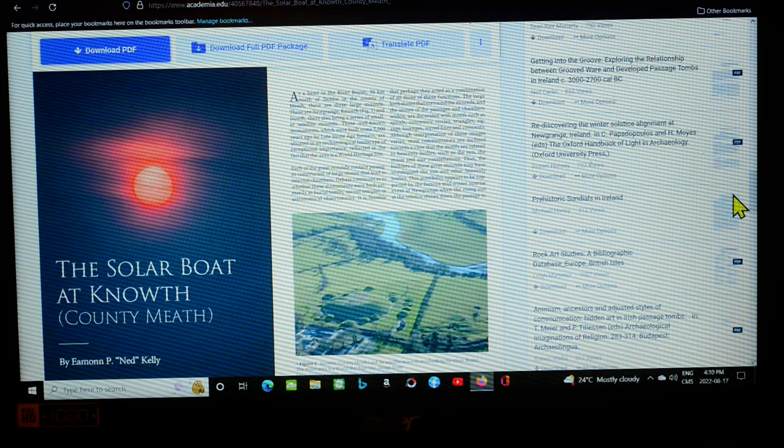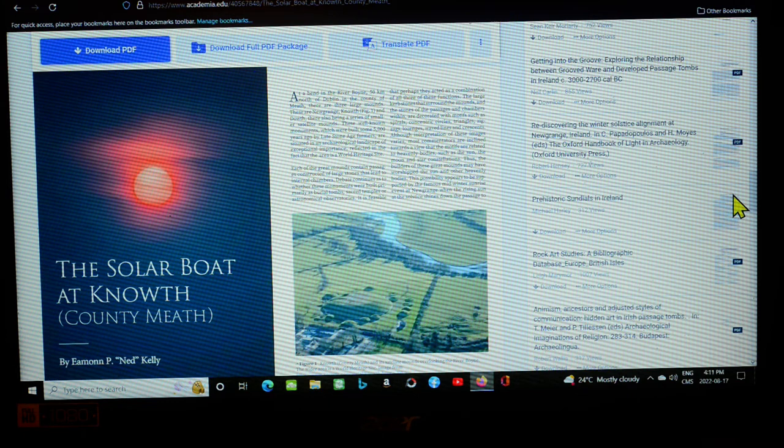And one of the first things I did was research on Knowth, because I have a theory about the stone basin, what I see as solar eclipse symbolism carved into the basin that's inside Knowth. And so I ran searches on Knowth.